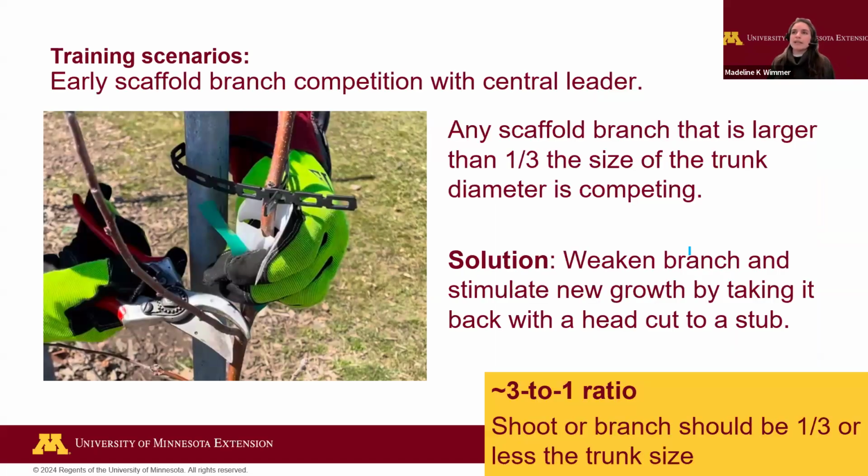Here's another training scenario. These early scaffold branches are competing with the central leader. You can see that branch isn't that big, but neither is the trunk. So in this case, we still wanted to weaken that branch because it was competing with the leader. David just cut back this branch, and because there's not a lot of reserves in this little tree, it's not going to just fire hose out another shoot at you. So that's kind of helpful to hear. That's just one more scenario of when you may cut back a branch during the training process.